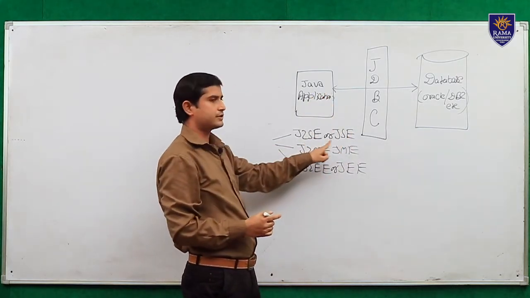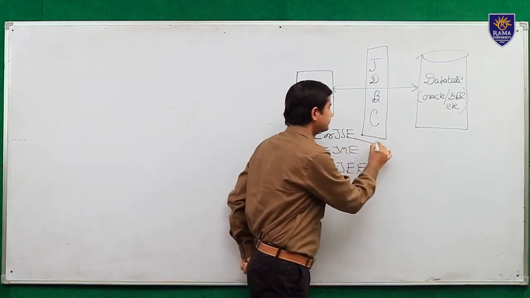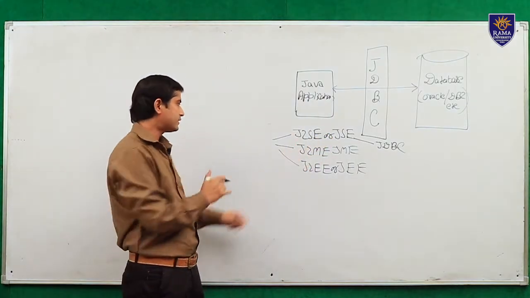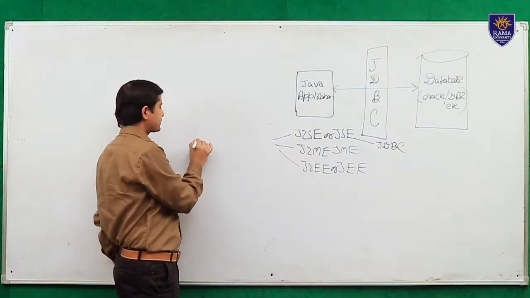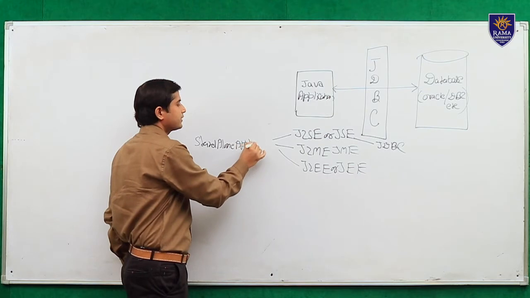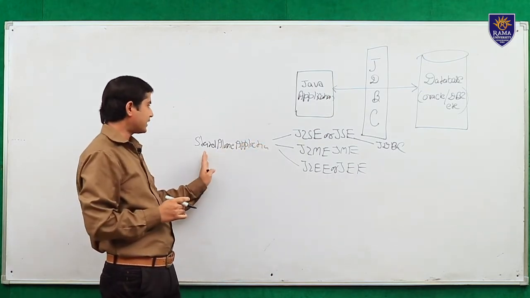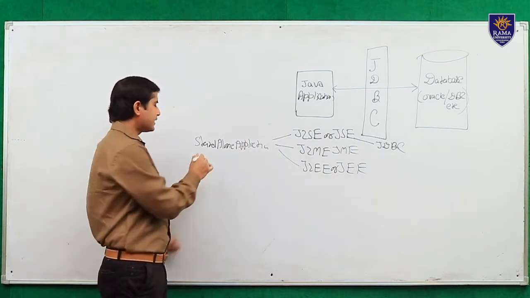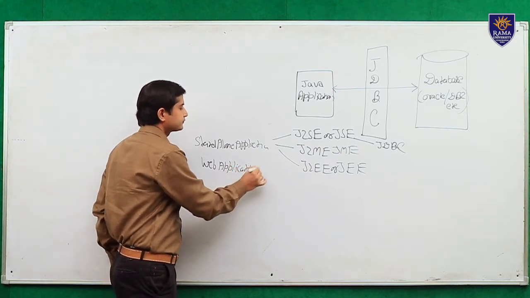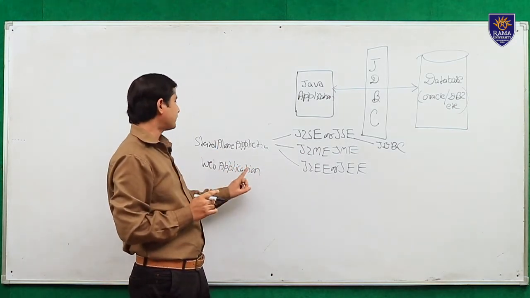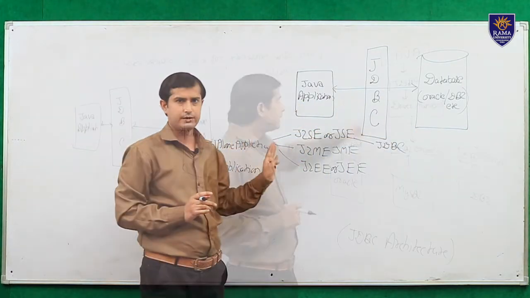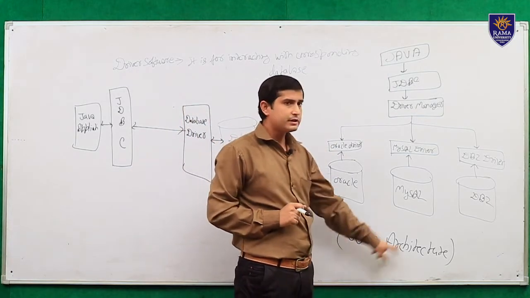JDBC is part of J2SE or JSE. It means if I develop a Java application, that is a standalone application, we can communicate with the RDBMS, and even if I develop a web application using Java, I am able to communicate with the databases by using JDBC. This one is the JDBC architecture.